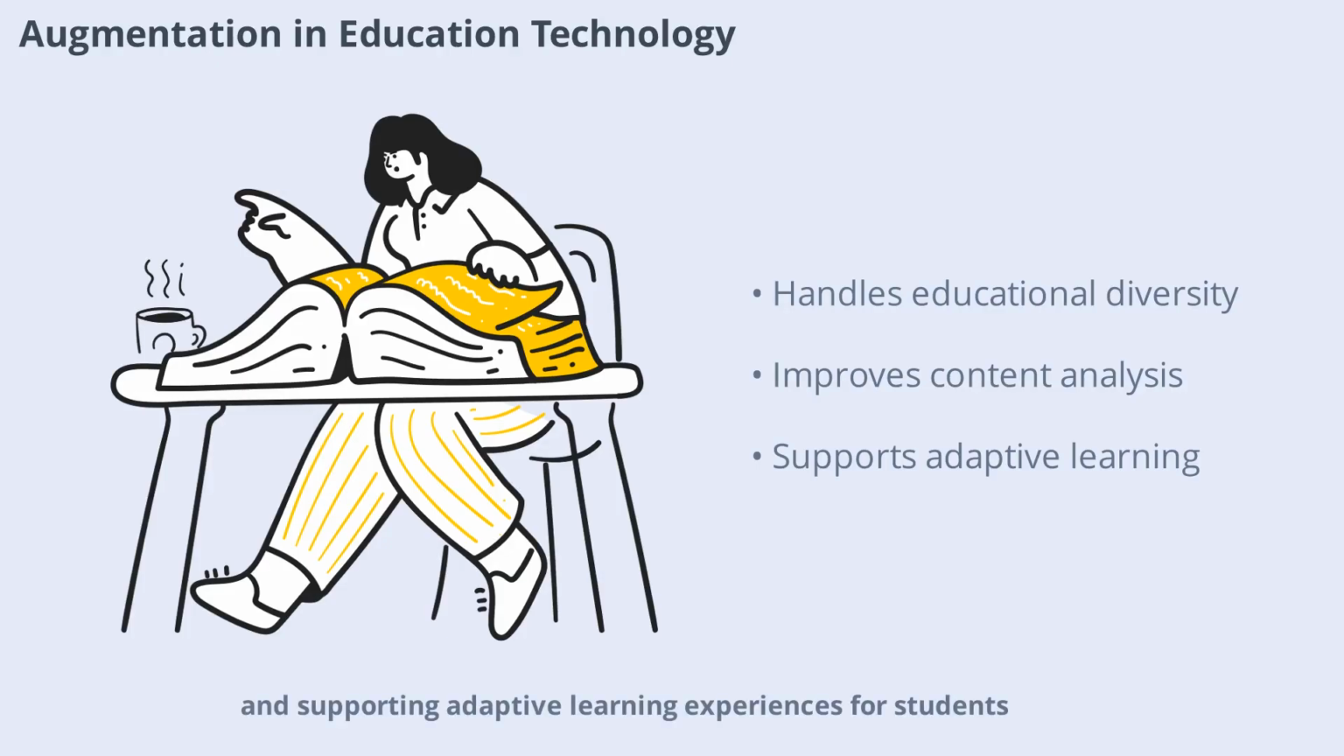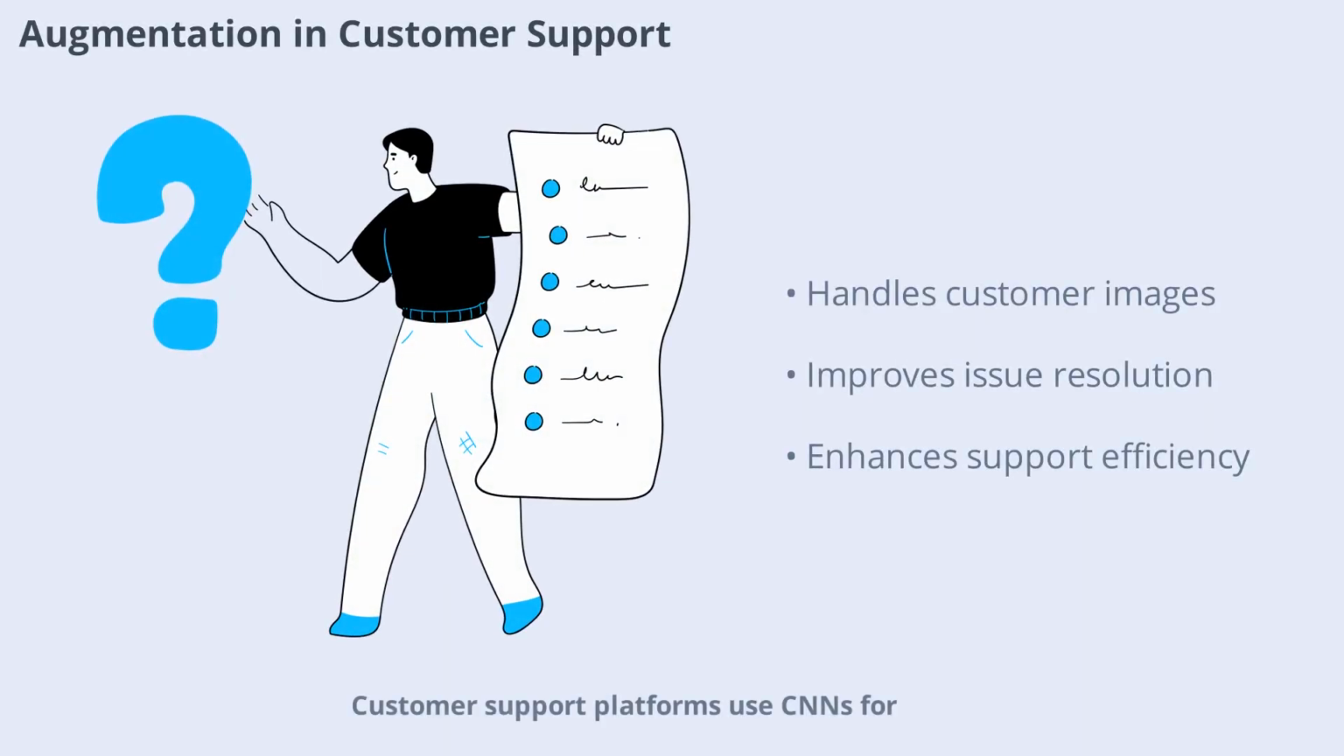experiences for students. Customer support platforms use CNNs for image-based issue resolution and automated responses. Data augmentation helps models handle diverse customer images and scenarios, ensuring accurate issue identification and efficient support for users.